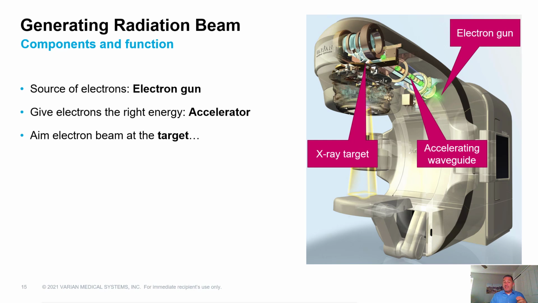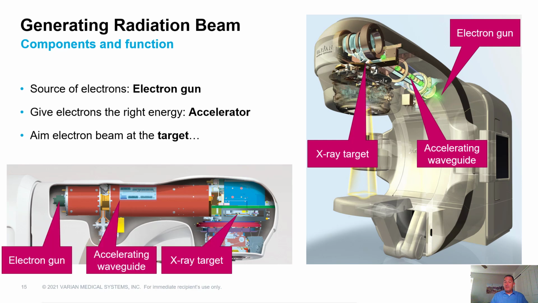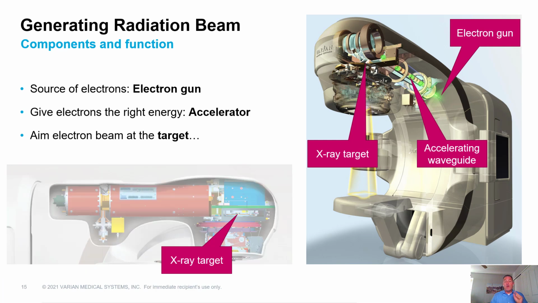So let's look at a side profile to provide you another view into all these components. The electrons originate in the electron gun, and are accelerated in the accelerating waveguide to the desired kinetic energy that we want. They are then brought through the beam transport system into the LINAC treatment head, where clinical X-ray beams are produced upon hitting that tungsten target. Look at that.